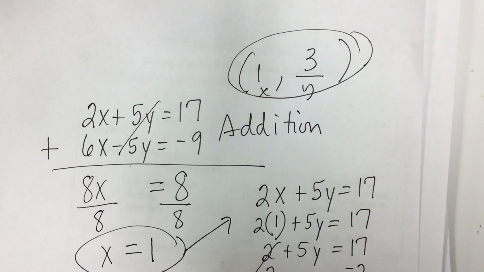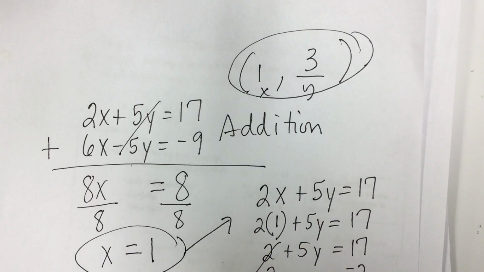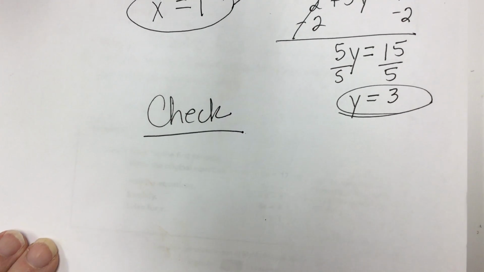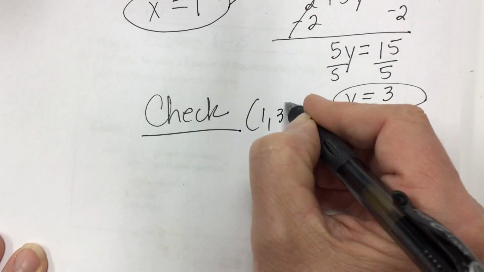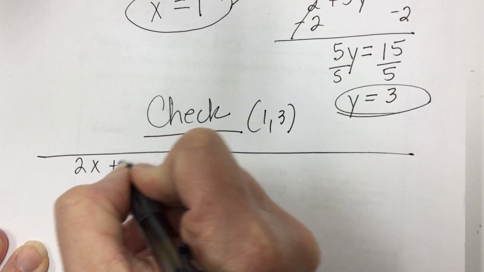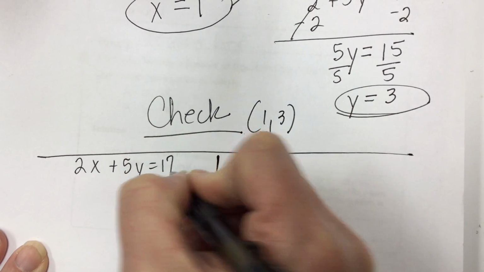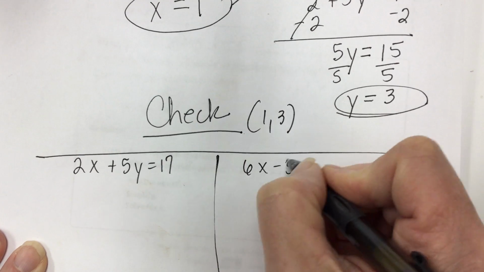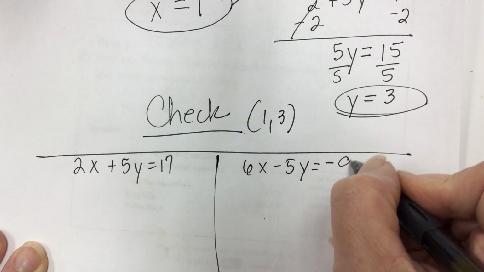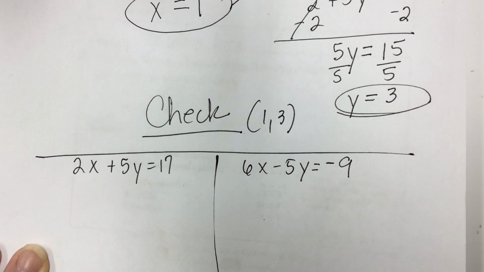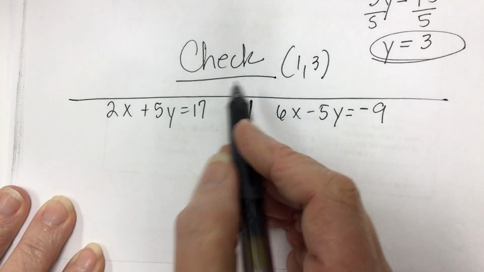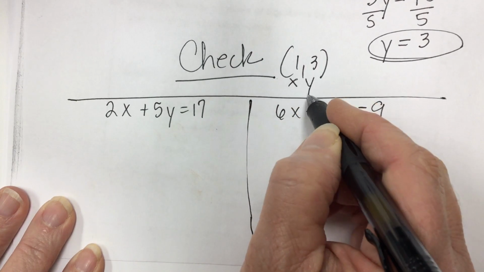Now let's check our answer. We will check our answer by substituting (1, 3) back into the original equations. And let's see if the left side equals the right side in both equations. It must satisfy both equations. If it does not, then the answer is not correct. So let's plug (1, 3) into both of these equations. So x is 1, y is 3.